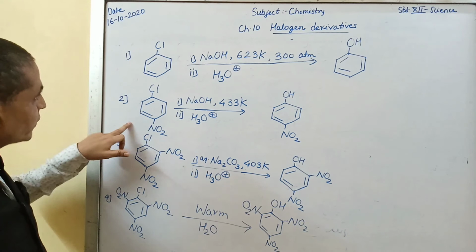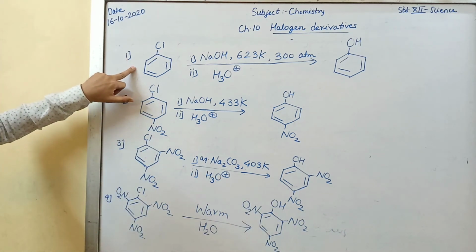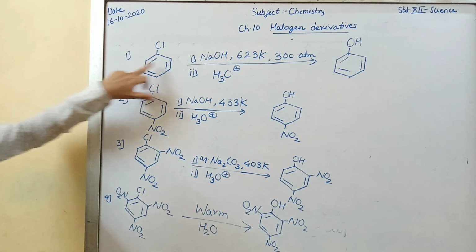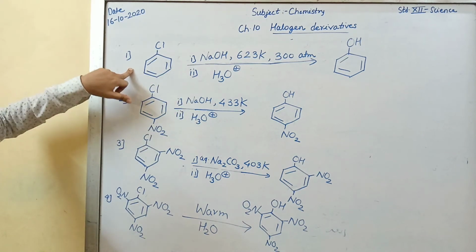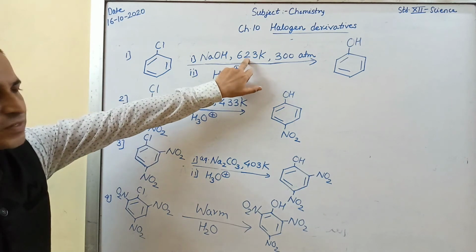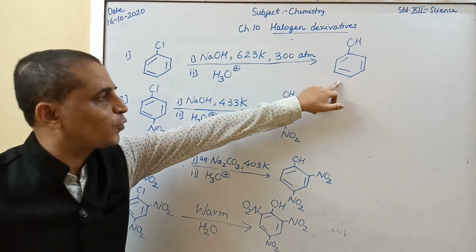Observe all these four reactions. First of all, I have taken only aryl halides. You know that aryl halides are less reactive towards nucleophilic substitution reactions, and therefore the reactions can take place only with difficulty. Therefore, they require what? Strong conditions. See, the temperature is 623 Kelvin and the pressure is 300 atmospheres. Then only it is possible.